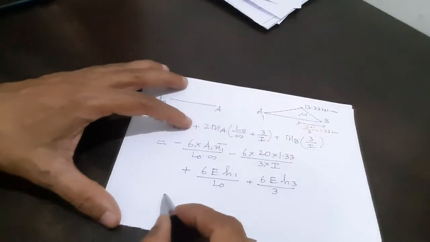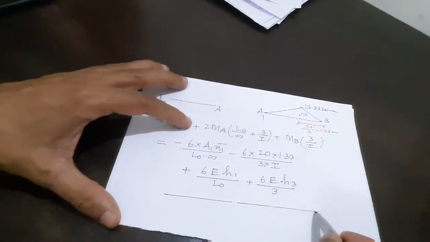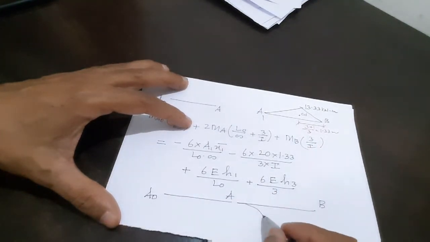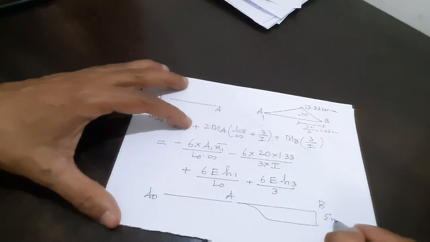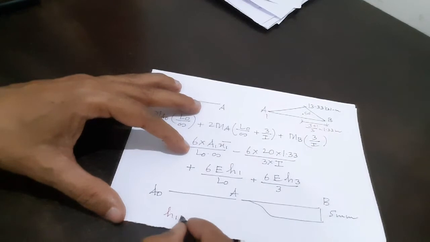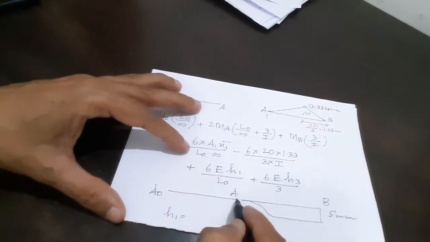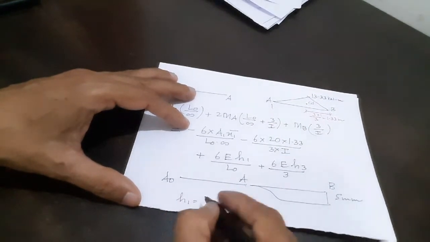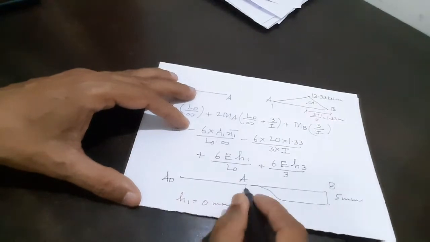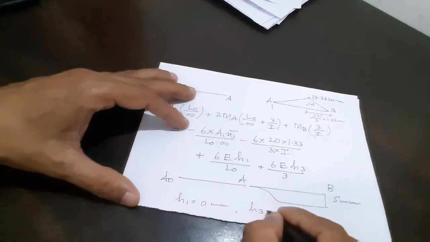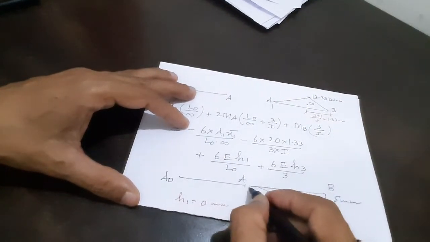Now my friends, which support is settling down in AOA and AB? Support B has settled down by 5 mm. Now I will calculate the values of H1 and H3. What is H1? H1 is the relative position of the left hand support with respect to the central support. Now the central support is A. H1 is 0 mm, since both supports are at the same level. And what is H3? H3 is the relative position of the right hand support with respect to the central support.